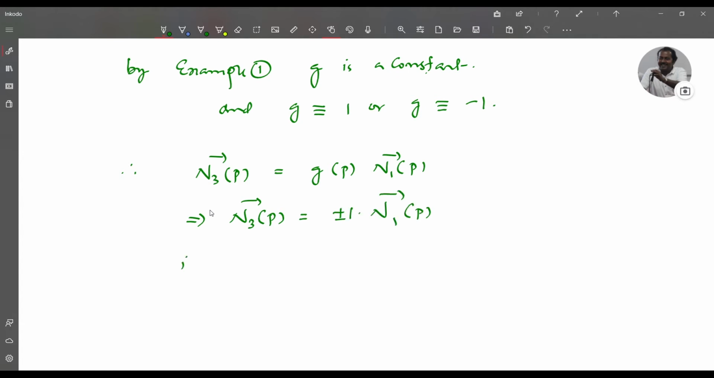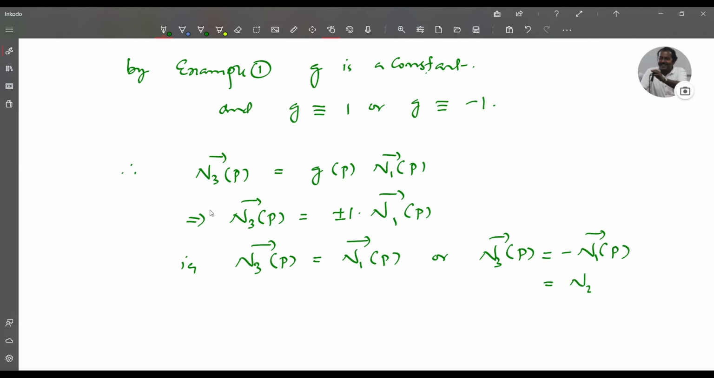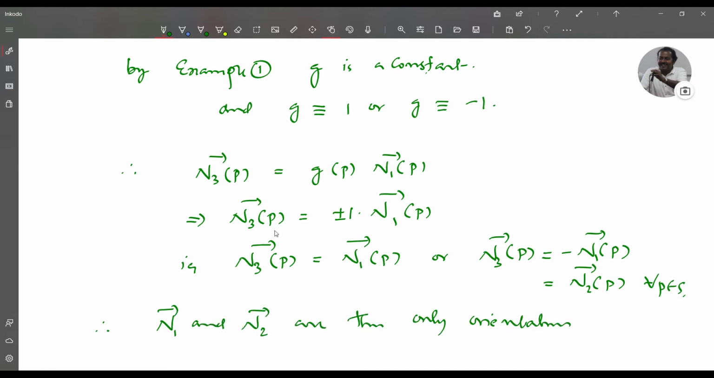That is, N3 of P is either N1 of P or minus N1 of P, that is actually equal to N2 of P. This is for all P in S. Therefore, N1 and N2 are the only orientations on S. That is, S has exactly two orientations. This proves the theorem.